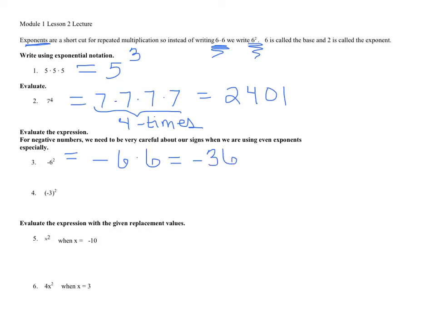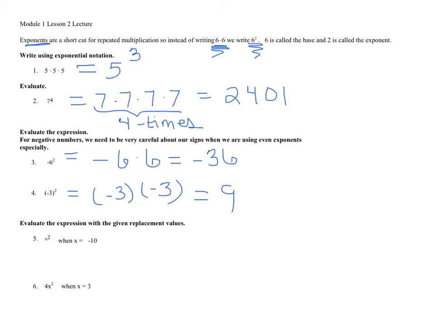On the other hand, in example 4, these parentheses around the negative 3 are telling me that I'm multiplying negative 3 twice. So in this situation, negative 3 times negative 3 is positive 9. So it's important to pay attention to examples like 3 and 4 where the negative is squared or not.